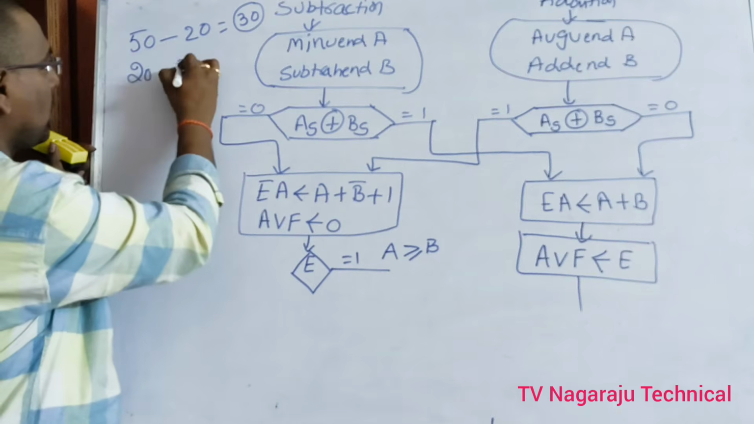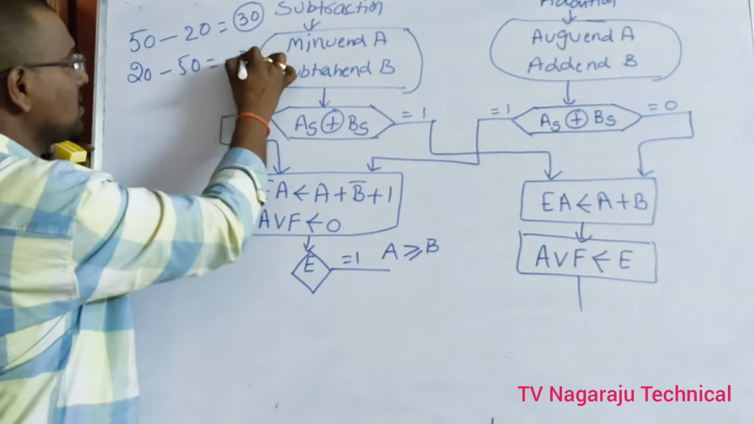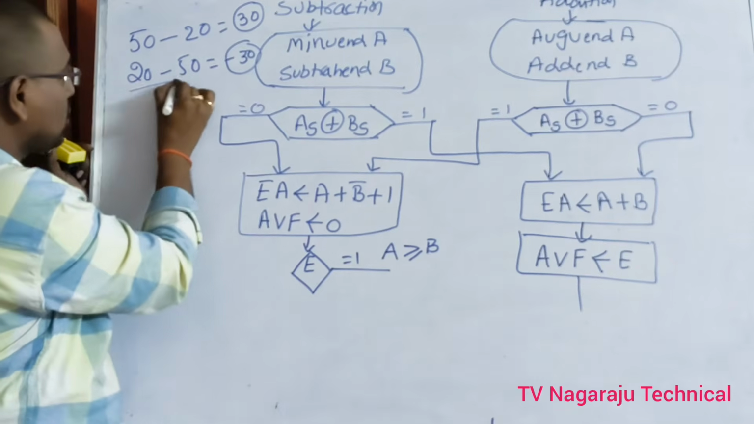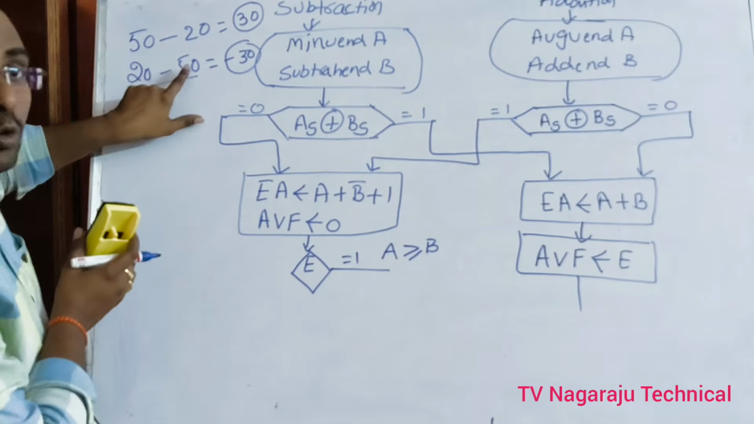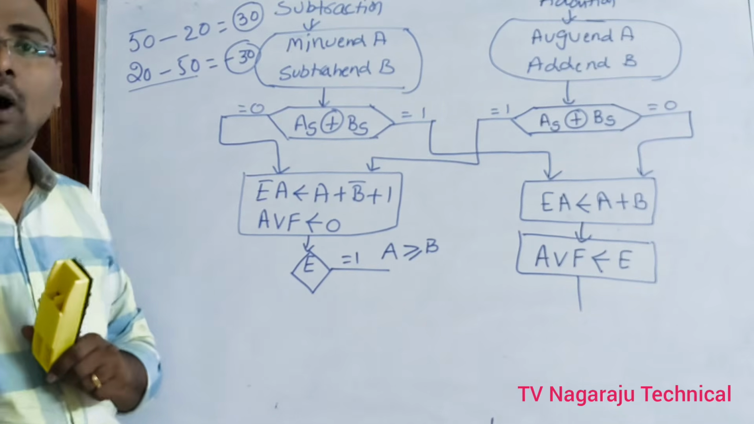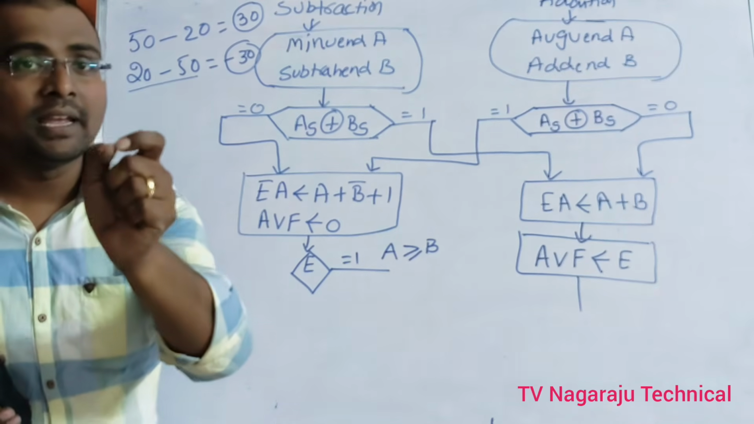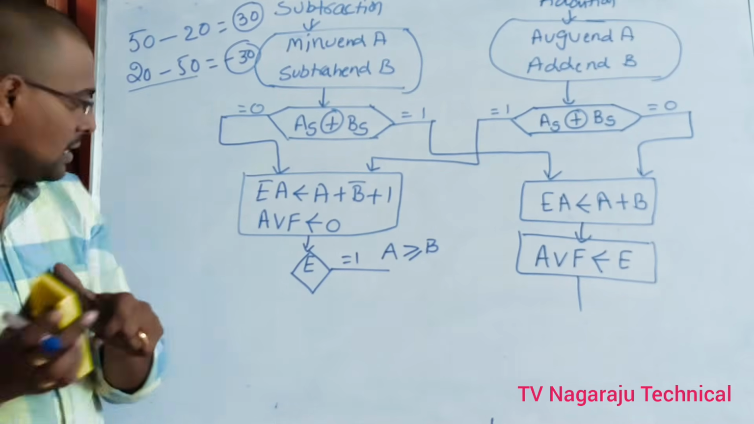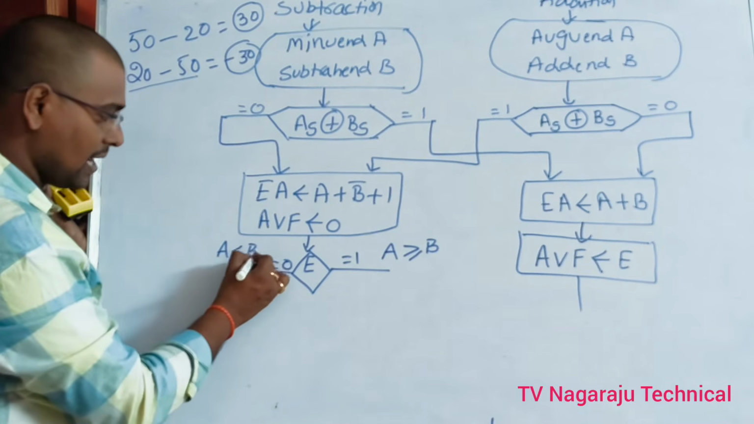Suppose you do 20 minus 30 or 20 minus 50, the answer is minus 30. If you are doing this operation, how do you do it? Simply take 20 plus 2's complement of 50 and do the operation. By doing the operation, you are not getting any carry. Remember, if you are not getting any carry, E is equal to 0, A less than B.